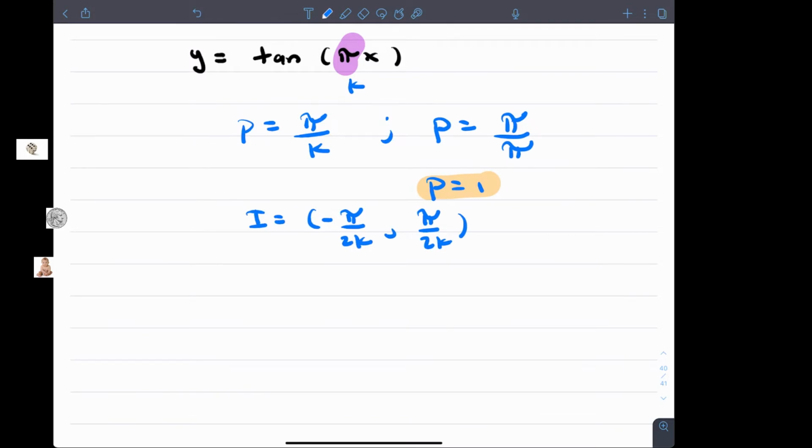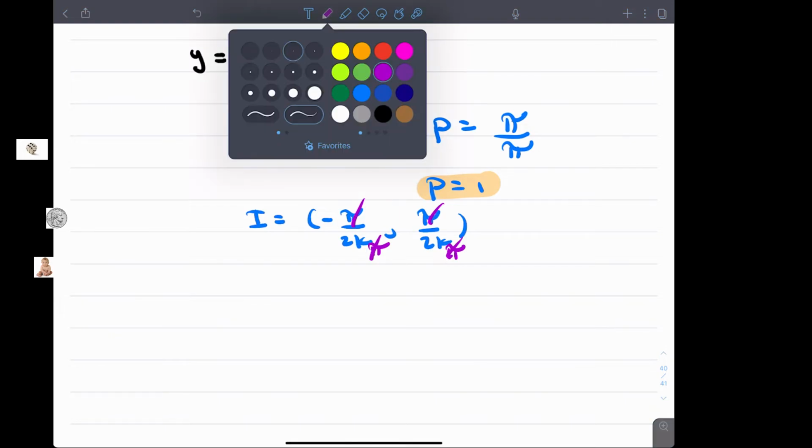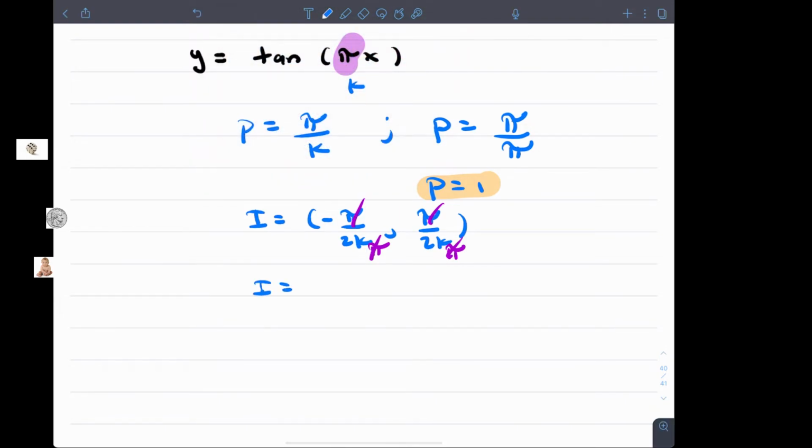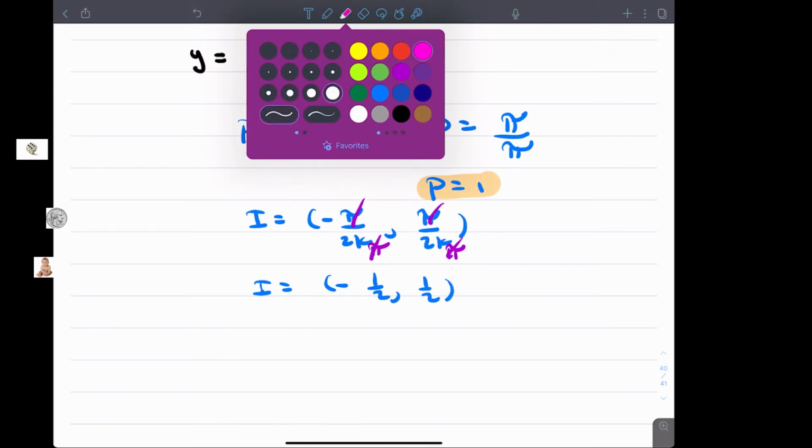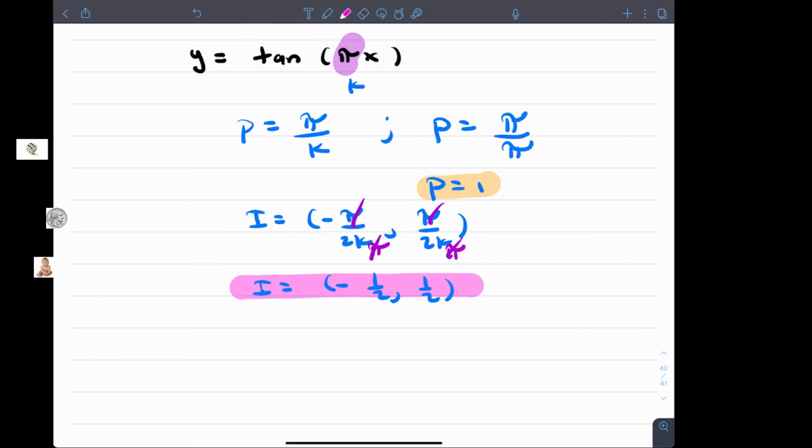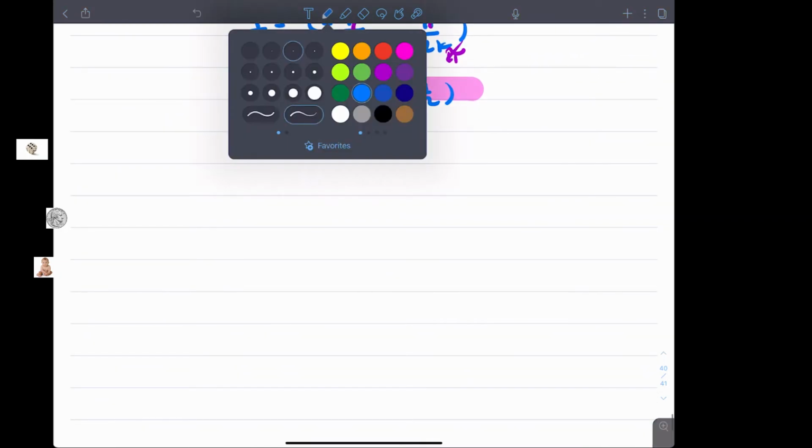So what was k then? You said, but k is what again? Pi. So I'm going to put pi over here, pi over here. You know it cancels. Interval of one cycle is going to be now negative 1/2, what? Positive 1/2. There it is. What do you guys think? Easy breezy, lemon squeezy.